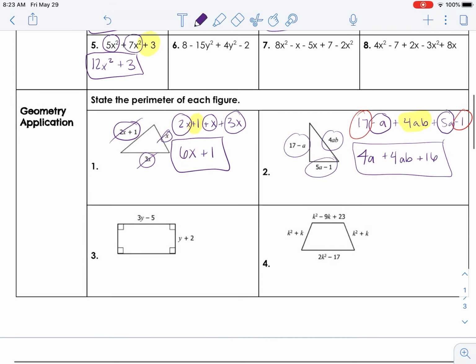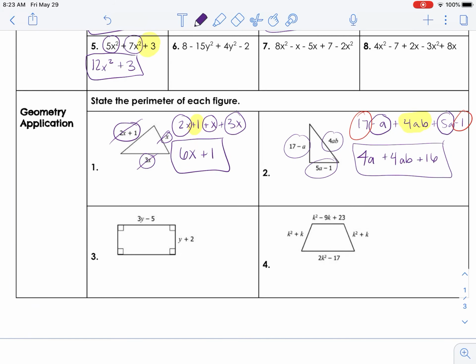Two more. It's going to be important on this rectangle here, so notice that they only give us two sides. But for perimeter, we want all the sides added together, so you're going to have to fill in some information. So we know that this side is 3y minus 5, so our other side is going to be 3y minus 5, and the same over here. And again, you're just going to add those together.